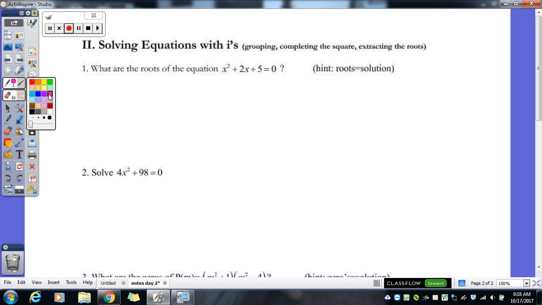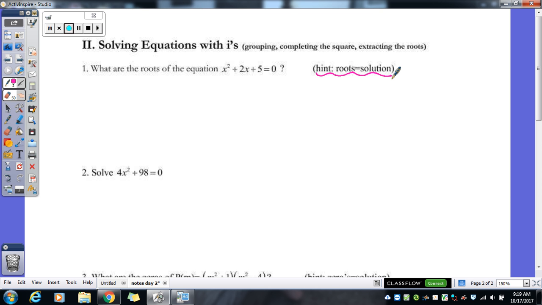Alright, so solving equations with i's, not using just the quadratic formula. You can do factor by grouping. We can use completing the square, extracting the roots, all that good stuff, and you can still get i's in your answer. So for the first one, they want to know what are the roots of the equation. So I gave you this nice little hint over here. Roots means find the solution to the equation here.